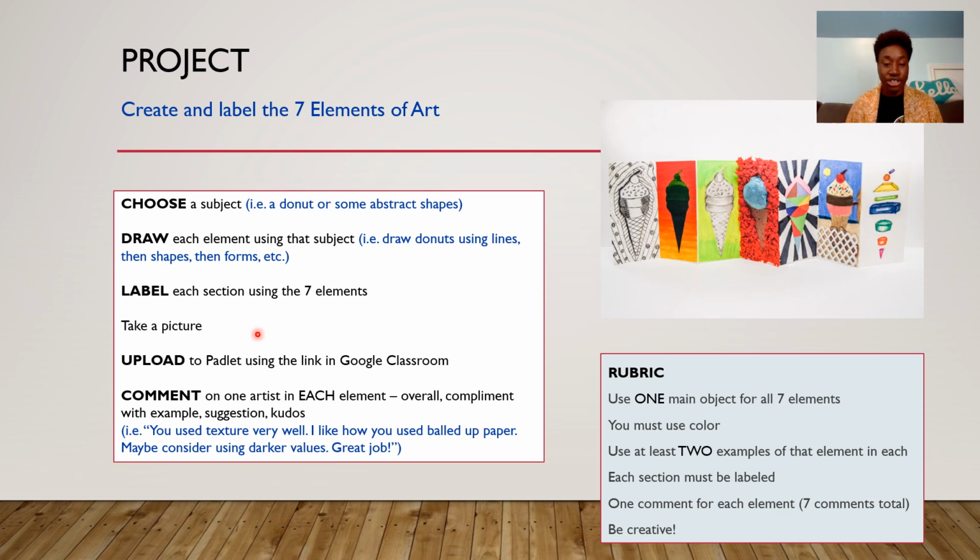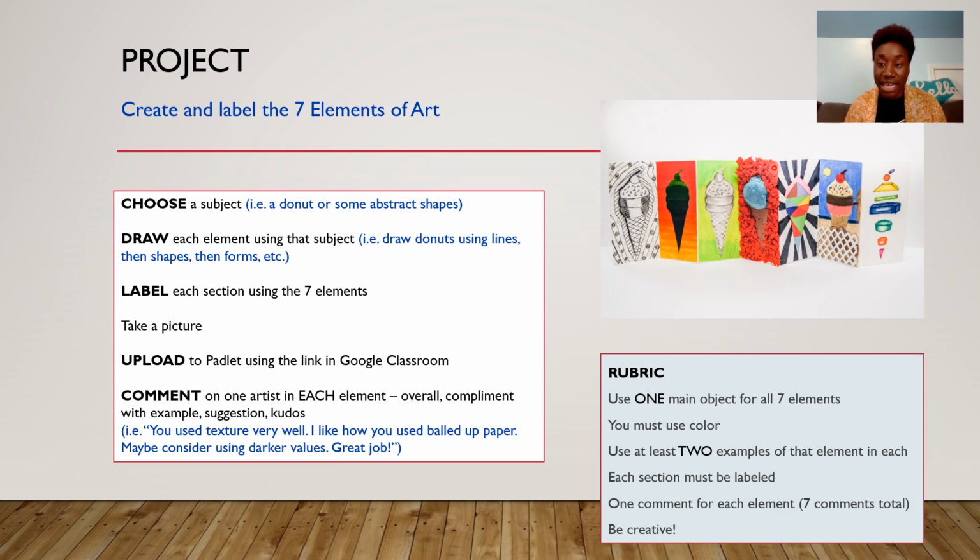You will take a picture, load it to Padlet using the link in Google Classroom. Then you're going to comment on one artist in each element. You do not have to describe your piece, but you will talk about someone else's piece. You give an overall overview, which is the compliment with an example, a suggestion, and a kudos.